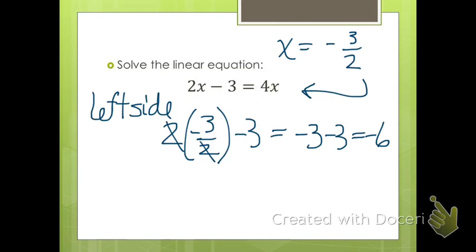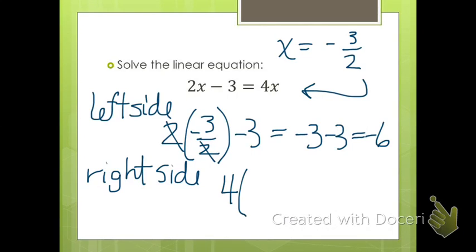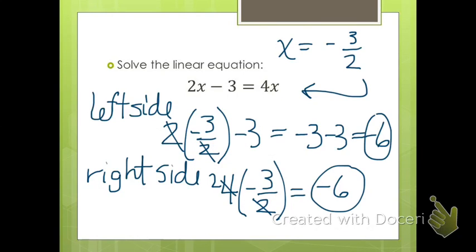And the right side is just 4x. So this would be 4 times negative 3/2, which would be, there's a 2, negative 2 times negative 3 would be negative 6. So the left side equals the right side when I put in that value for x. Therefore, that is the solution of that linear equation.